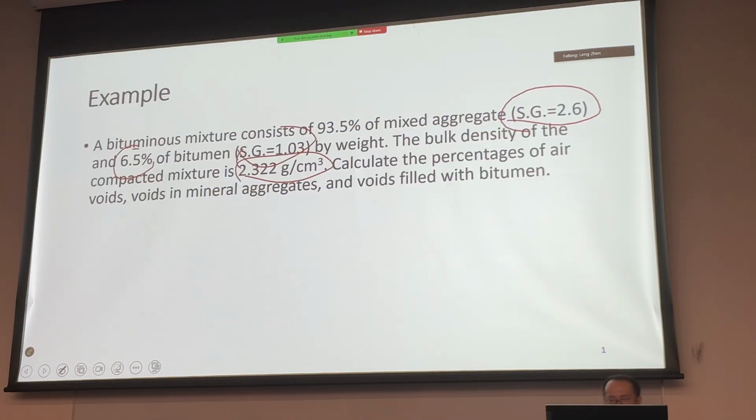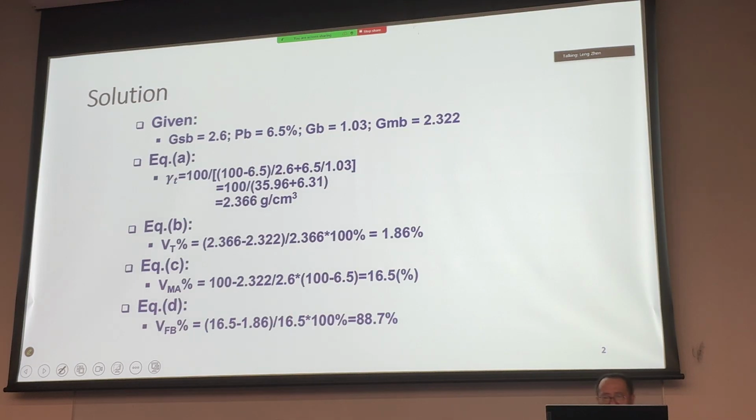So first of all, it asks us to calculate the percentage of air voids. To calculate the percentage of air voids, if you check the equation, we know that it can be calculated by the theoretical maximum density and the bulk density. Now we already know its bulk density, but we do not know its theoretical maximum density. So first of all, we need to calculate the theoretical maximum density, which is the gamma t.